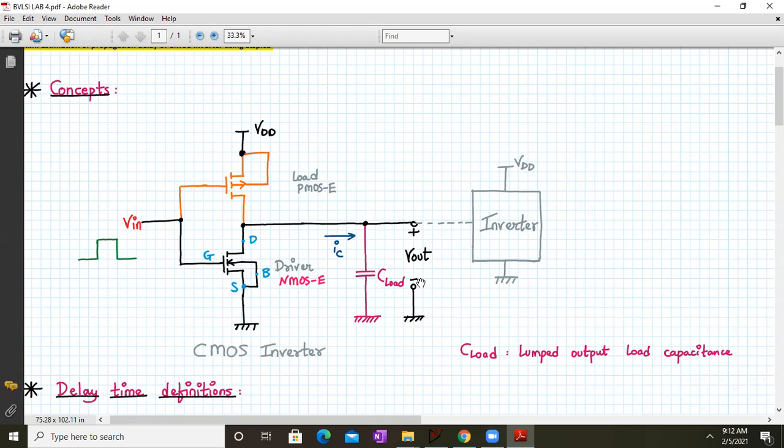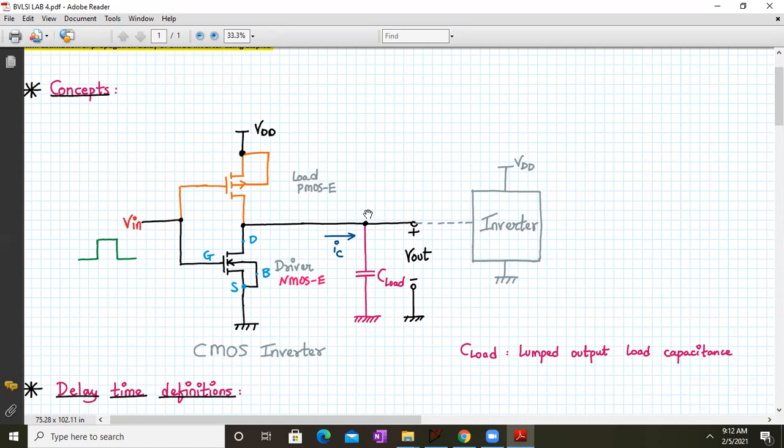Now, at the output, we have a C load, which is a lumped output capacitance. You remember a single MOSFET has many inter-electrode capacitances. So we might have CGS, CGD, then correspondingly for PMOS, we will have CGS, CGD, and we have output capacitance also. All the cumulative effect of these capacitances, we are having as C load.